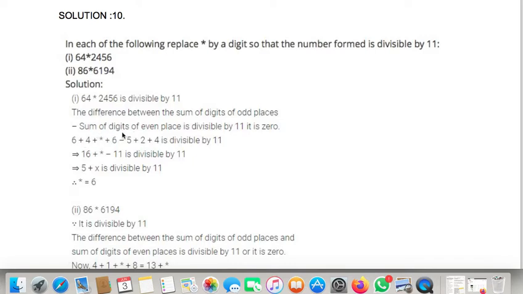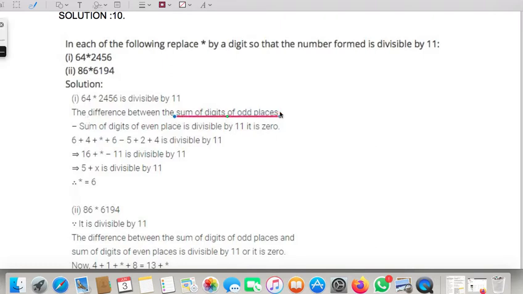We will find the sum of even place digits. We will find the sum of odd place digits, and then we will do the difference. So I'll repeat the steps. Please look at the screen. We will find the difference. Difference of what? Sum of odd place digits. That we will calculate. Then we will find sum of even place digits.